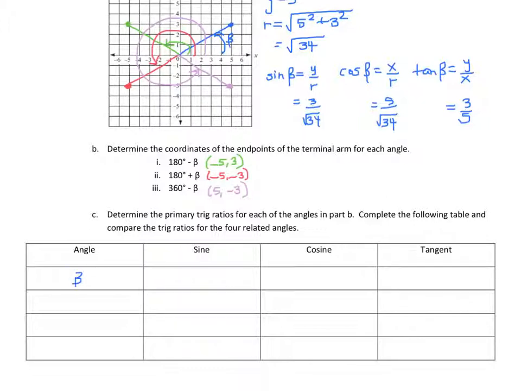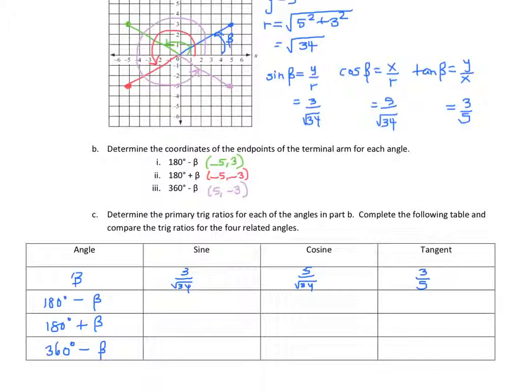So our 4 angles are beta, 180 degrees minus beta, 180 degrees plus beta, and 360 degrees minus beta. And we want to fill in the sine, cosine, and tangent ratios for those 4 angles. Now, we've already done those ratios in part A for angle beta, so we can fill those in here. We said that sine beta was 3 over root 34. Cosine beta is 5 over root 34. And tan beta was 3 over 5.